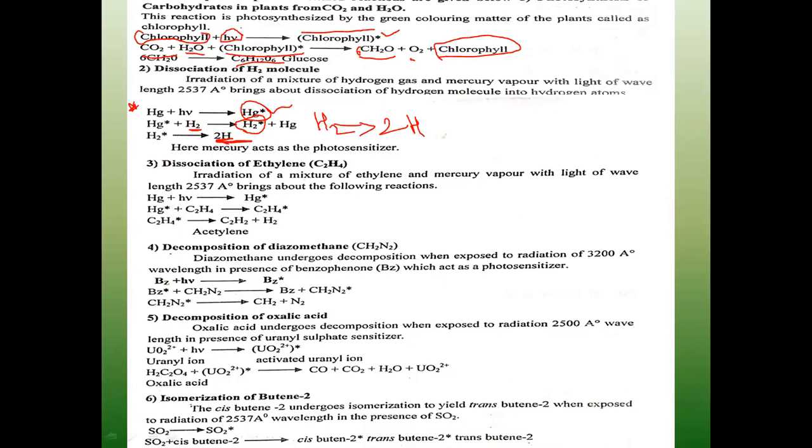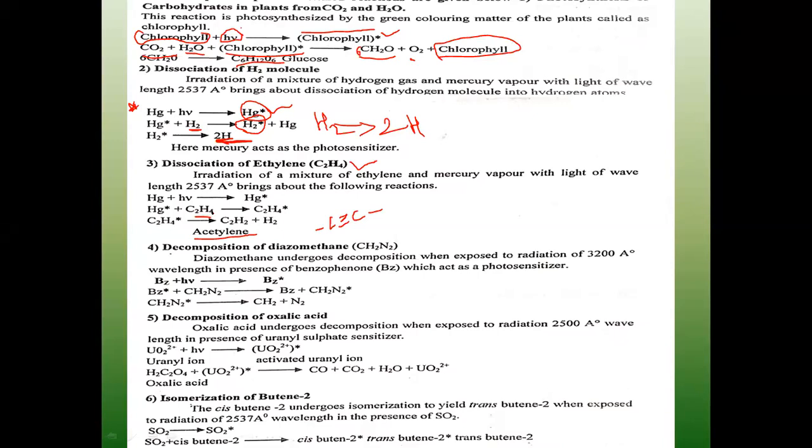Next example is the dissociation of ethane molecule. Ethane molecule dissociates and converts into acetylene, that is C triple bond C. This is called acetylene. So this alkane, ethane, is converted into acetylene. This is simply called the decomposition of ethane molecule.